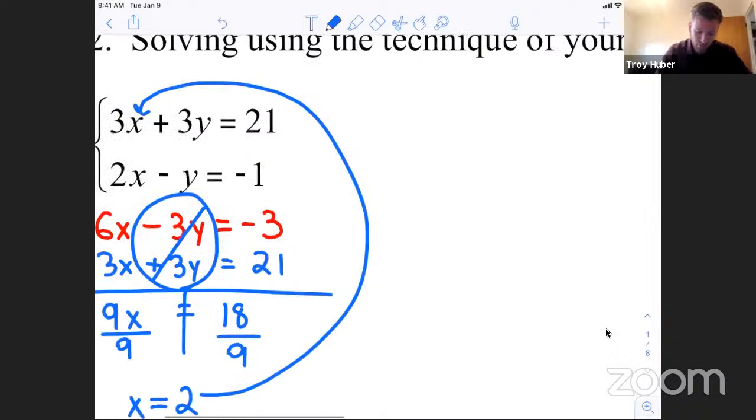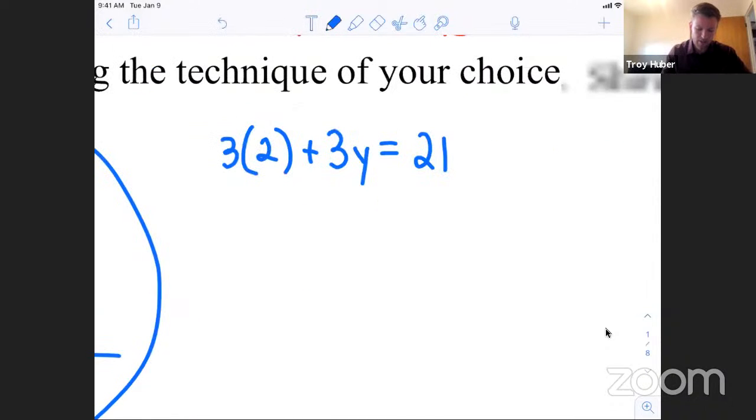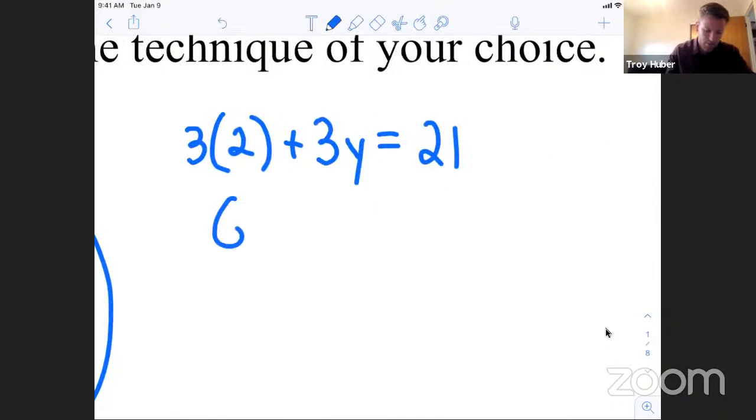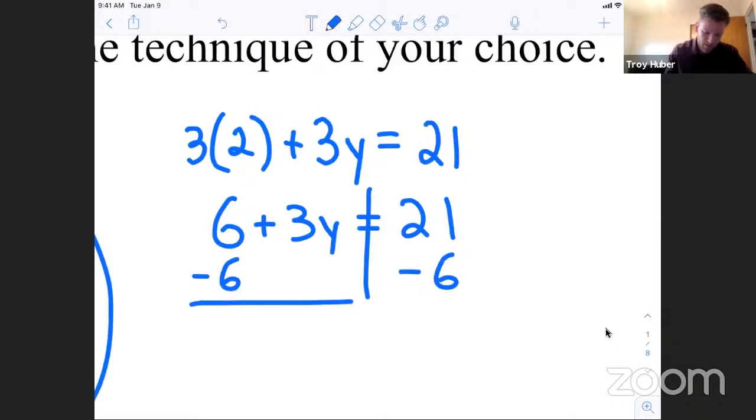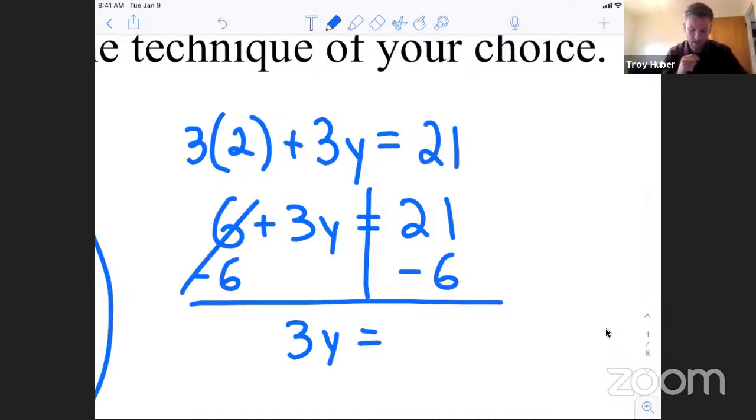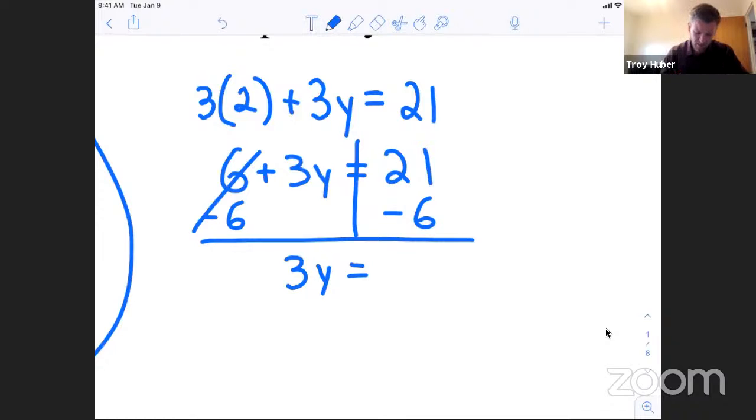So I now have 3 times 2 plus 3 times y is equal to 21. All right, now I just have to solve for y. 3 times 2 is 6 plus 3y is equal to 21. Let's go ahead and subtract 6 on each side. That cancels. I get 3y is equal to 21 minus 6, which is 15. And then divide each side by 3. I get y is equal to 5.